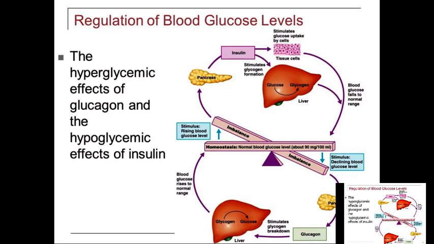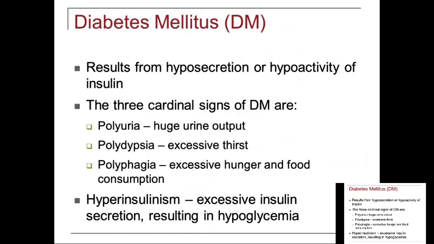And if it drops too much, then the alpha cells are going to produce glucagon that goes to the liver for glycogenolysis, breaking down the glycogen into glucose, and the glucose levels rise again. Diabetes mellitus is when there's hyperglycemia, and typically the three cardinal signs are going to be polyuria, which is peeing too much, polydipsia, excessively thirsty, and polyphagia, increasing in hunger.